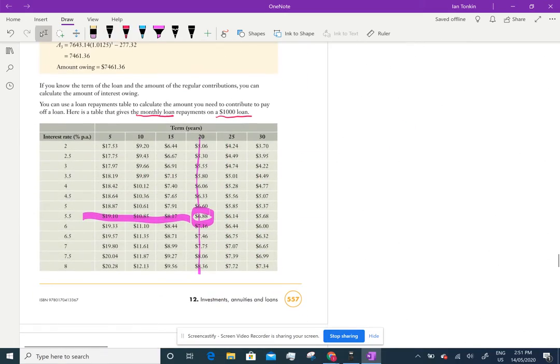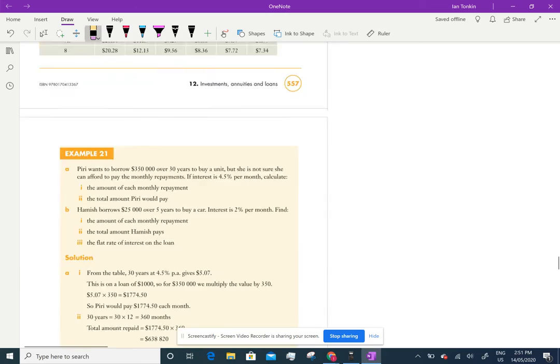Okay, so here we go. So it was 10 years, 4.5%. And there it is, 10.36. So let's go back.